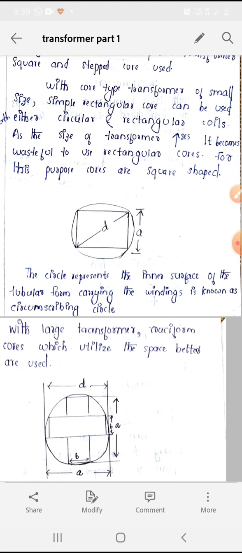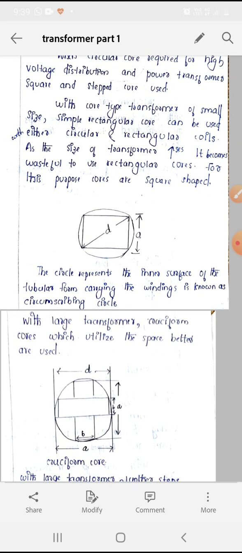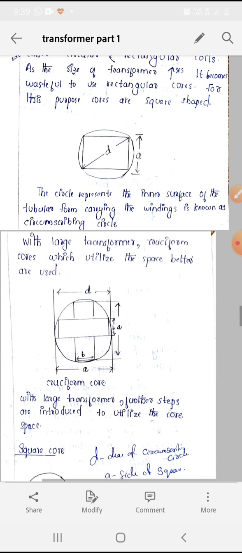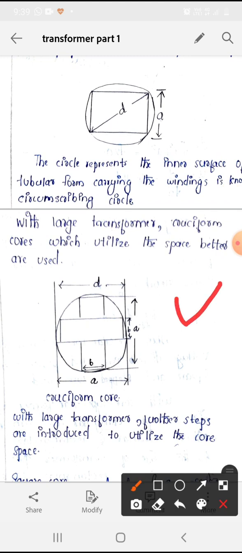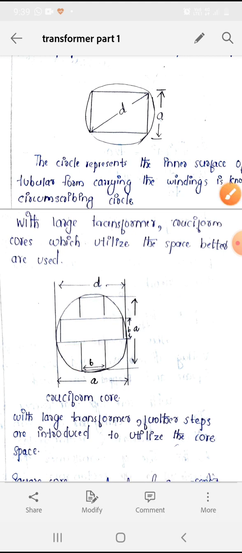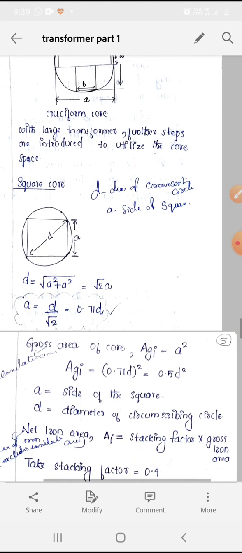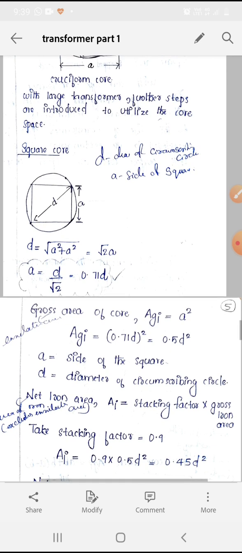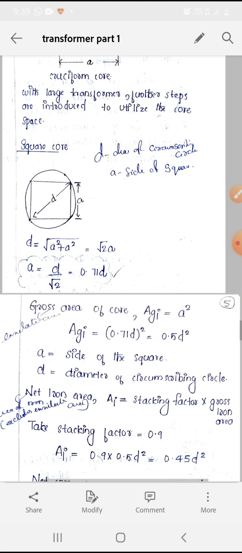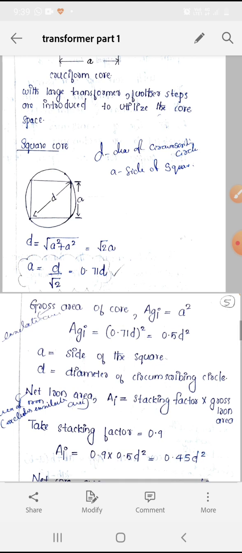See here, this is the square type core, and small d is the circumscribed circle. And this one is the cruciform core. So this is one core and this is another core. This is the cruciform core. With large transformers we can go with the cruciform cores. And sometimes in exams, design of the core can be asked in the essay section, so if possible you need to study these also.